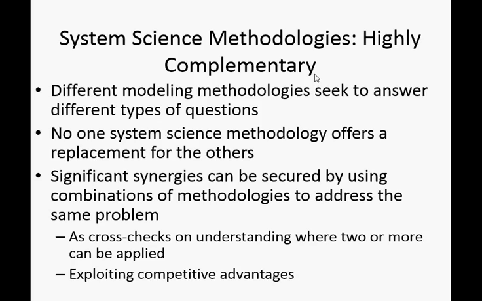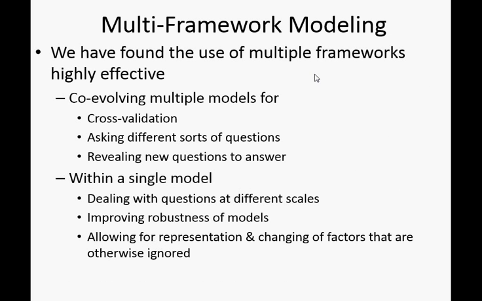Okay, I sympathize. So multiple system science methodologies are actually quite complementary. They're often seen as alternatives, but often they can be woven together so the whole is greater than the sum of the parts, so that you can have a model where different pieces of the model are a good fit to that area of the problem. And multi-framework modeling is, I think, going to be the norm here.